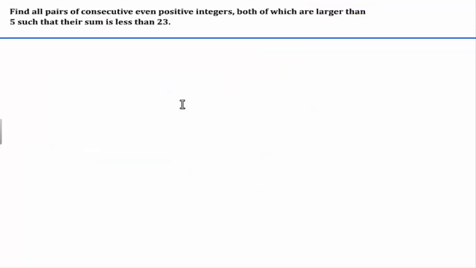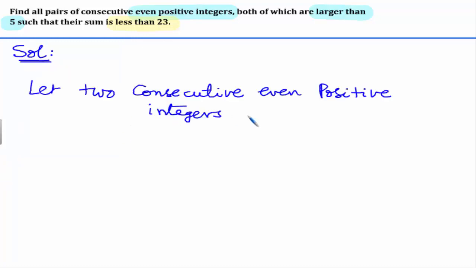In this problem, we have to find out a pair of consecutive even positive integers such that both of them are larger than 5 and their sum is less than 23. Let us find them now. Now let two consecutive even positive integers be x and x plus 2, as we know that two consecutive even numbers always have the difference 2.